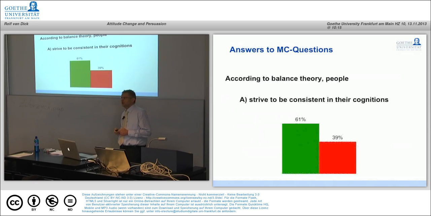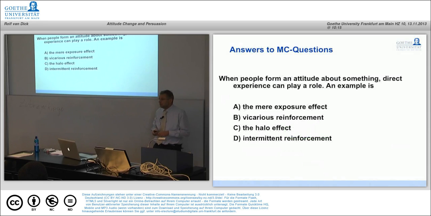Who developed the theory of cognitive balance? We came across this person 2 times. First when we talked about attribution theories, and then again last week. Yeah. Heider, Fritz Heider, thank you. When people form an attitude about something, direct experience can play a role. What is an example of direct experience? The mere exposure effect, vicarious reinforcement, the halo effect, or intermittent reinforcement.